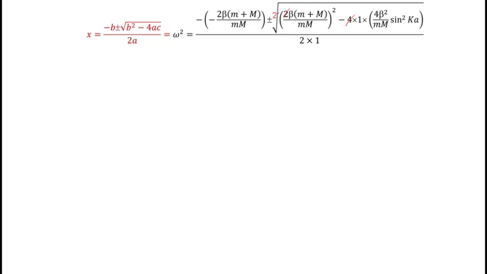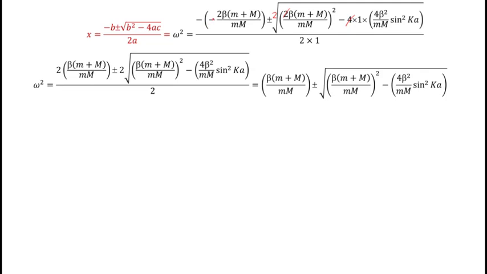So if I remove this, I'll get a 2 here. So simplifying it, and here this minus minus makes it plus. So that is what is written over here. 2 beta (small m plus capital M) divided by small m capital M plus minus and 2 taken outside. So it is 2 root over (beta (small m plus capital M) divided by small m capital M) whole square, and that's minus 4 beta square by small m capital M sin square k. Now here also I can cancel this 2 from the denominator. So we are left up with this term.